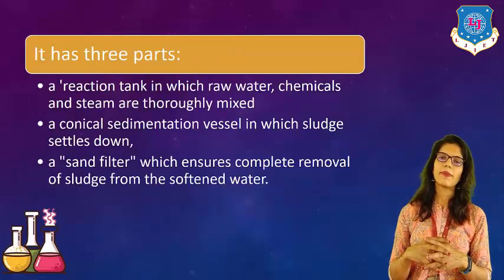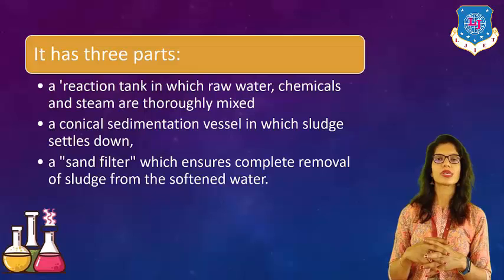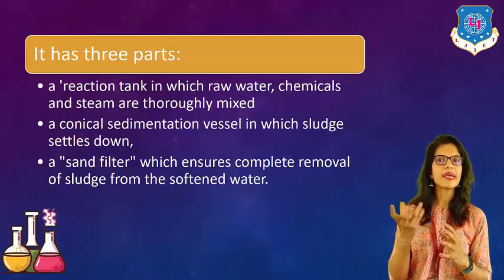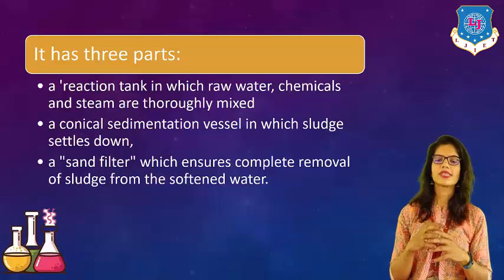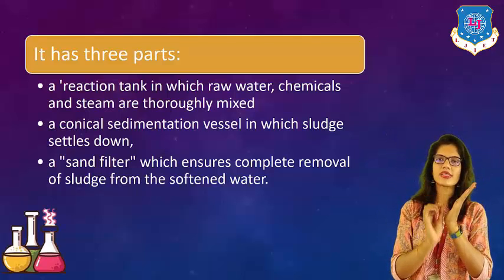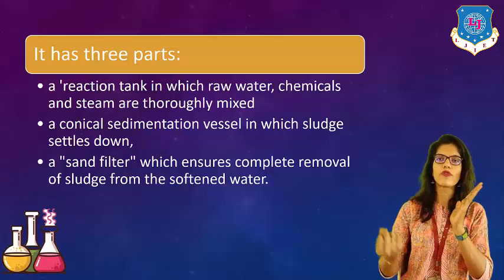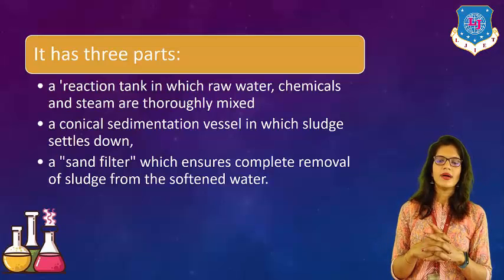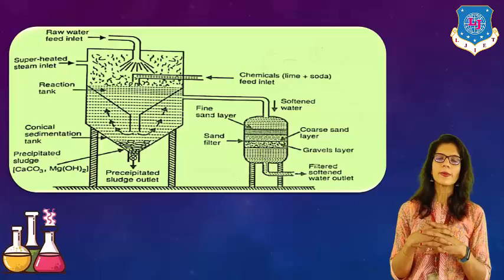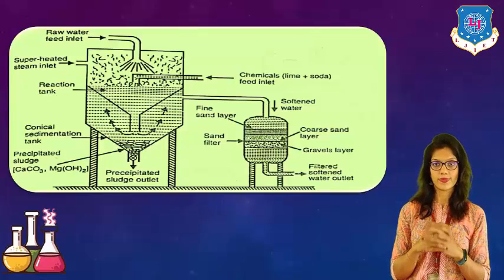Now, three main parts are there in the hot soda lime process. Number one is a reaction tank in which raw water, chemicals and steam are mixed together. Second one is a conical sedimentation vessel in which sludge settles down. We make it conical so that the sludge can settle and be removed from the bottom. Then we have a sand filter which ensures the complete removal of sludge from the water.